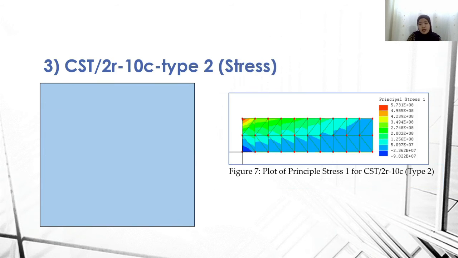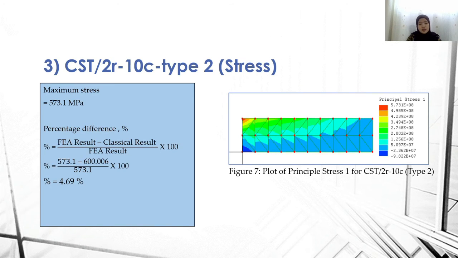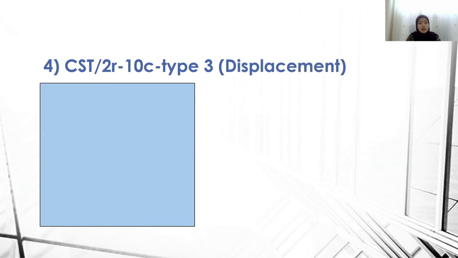In terms of stress, here is the plot of principal stress 1, and we get the maximum value of stress, which is 573.1 megapascal, and the percentage difference will be 4.69%.